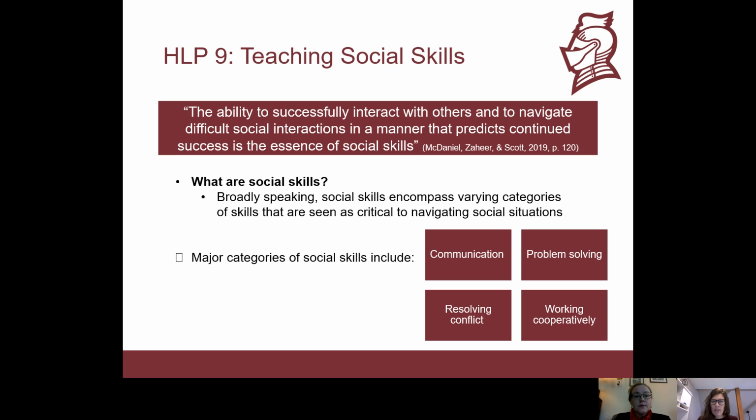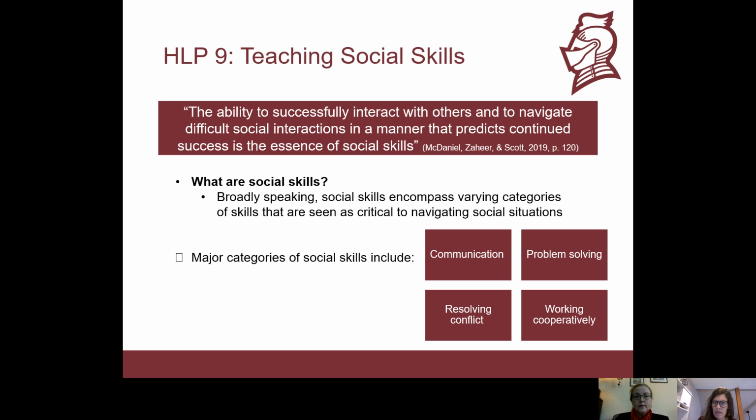HLP 9 focuses on teaching social skills. Authors McDaniel, Zahir, and Scott state the ability to successfully interact with others and to navigate difficult social interactions in a manner that predicts continued success is the essence of social skills.